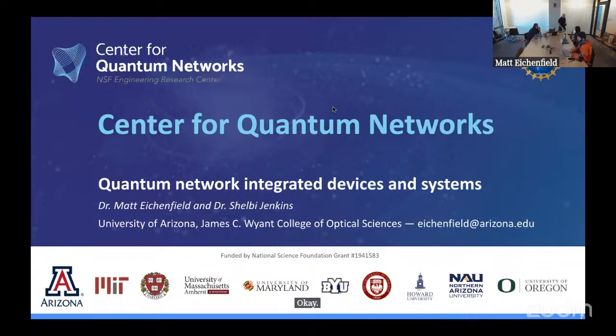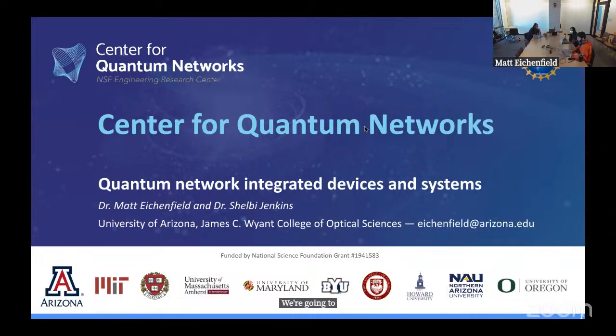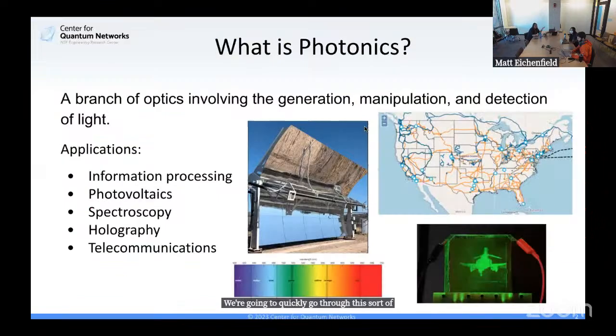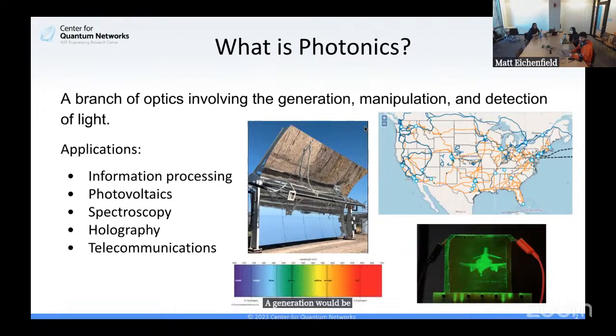Okay, all right, perfect. So now, switching gears, very high level, super high level, just so that everybody has all the right terminology and everybody's on the same page, we're going to quickly go through what is photonics. The actual definition is a branch of optics that involves generation, manipulation, and detection of light. The generation would be lasers. Manipulation is things like waveguides and modulators, and detection is detectors. We'll mostly be talking about the manipulation part of it today.